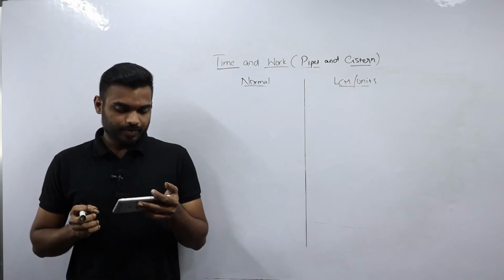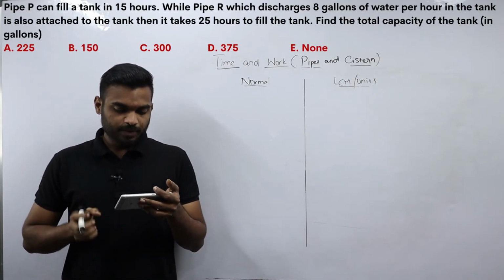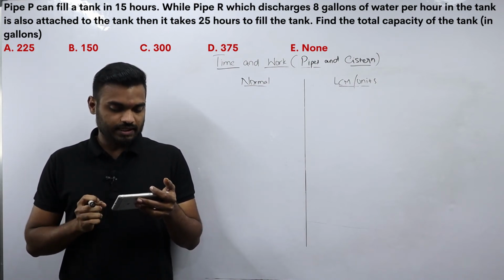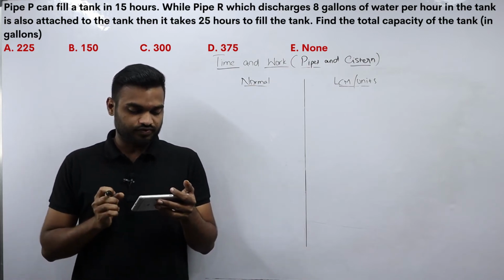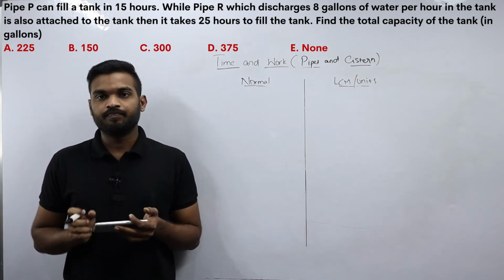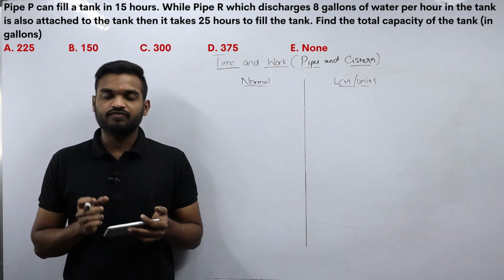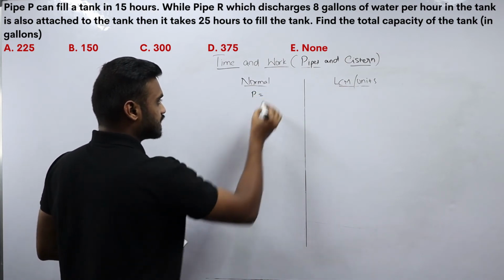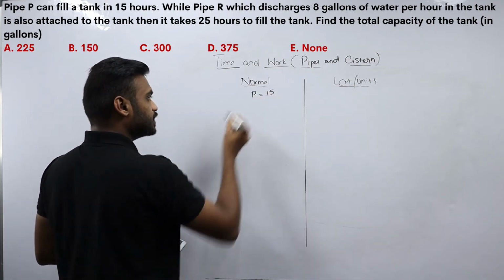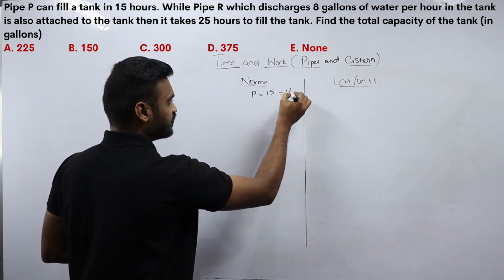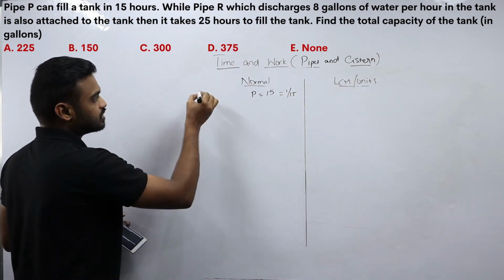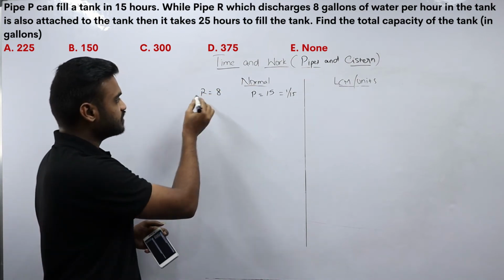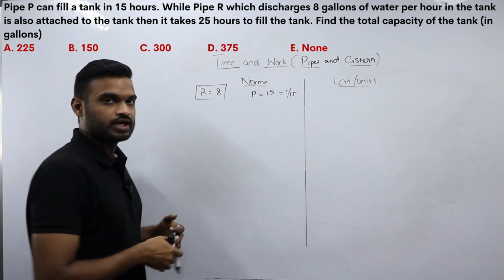They are saying that pipe P can fill a tank in 15 hours, while pipe R discharges 8 gallons of water per hour. Both are attached to the tank such that they take 25 hours to fill the tank. Find the total capacity of the tank. Pipe P can fill the total tank in 15 hours, so P's 1 hour work or efficiency will be 1 by 15. And R discharges 8 gallons of water every hour, so R's efficiency is 8 gallons per hour.